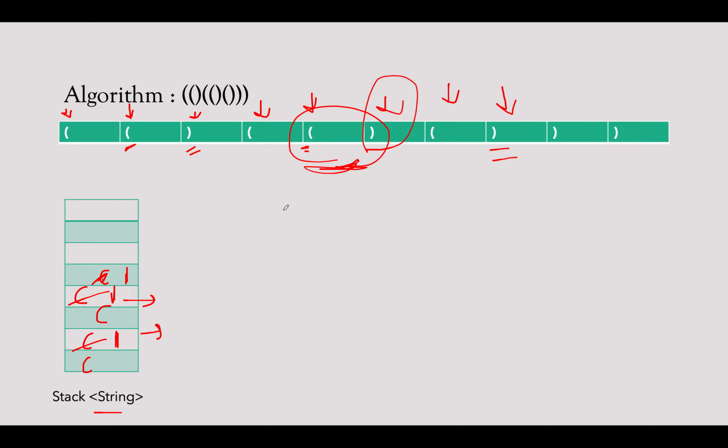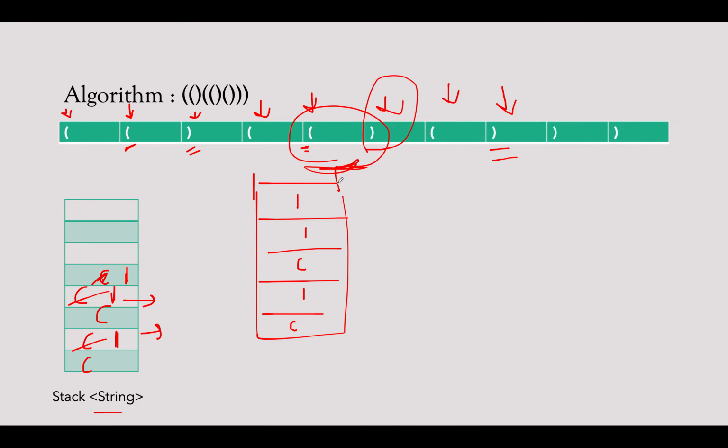So the stack becomes something like this: an opening bracket followed by 1, then again an opening bracket followed by 1 and 1 again. This is what our stack looks like, and then we have two closing brackets. Let's handle these cases as well. It's a closing bracket.